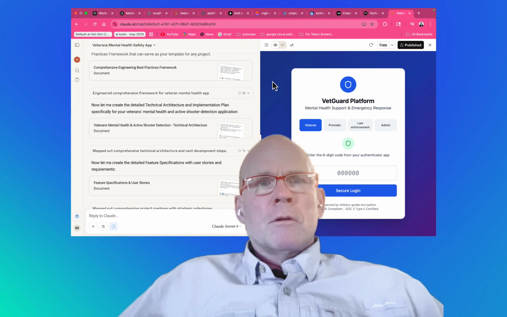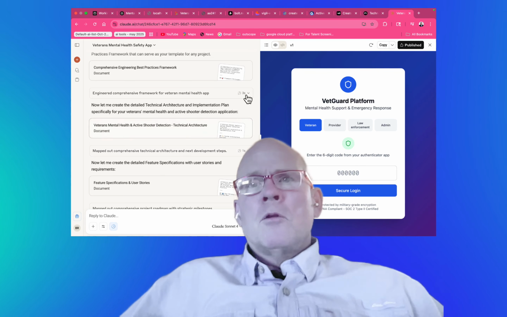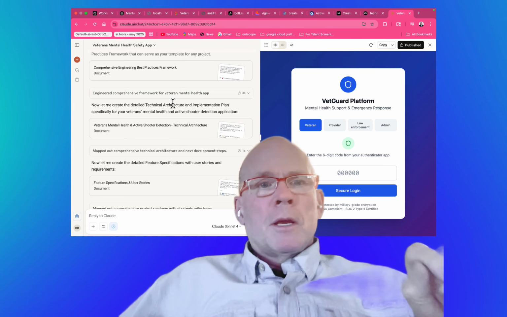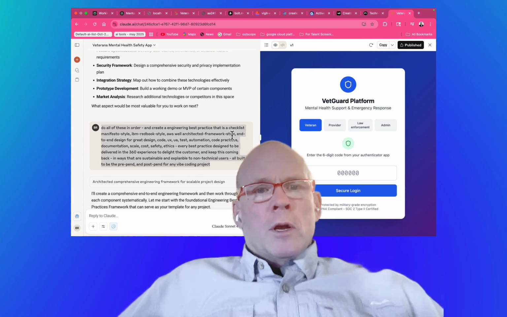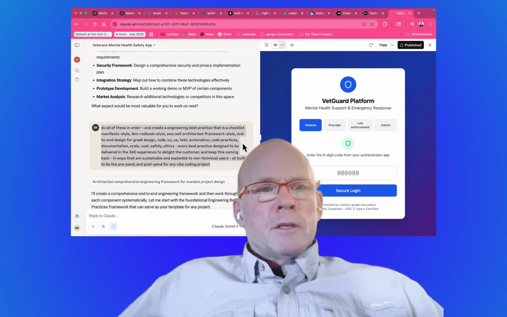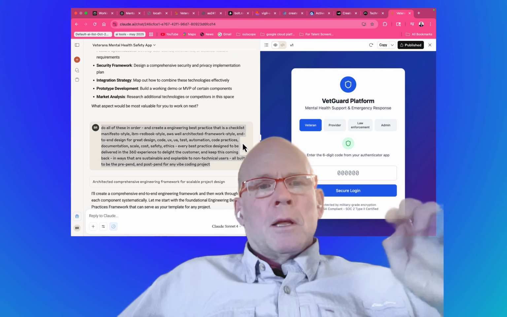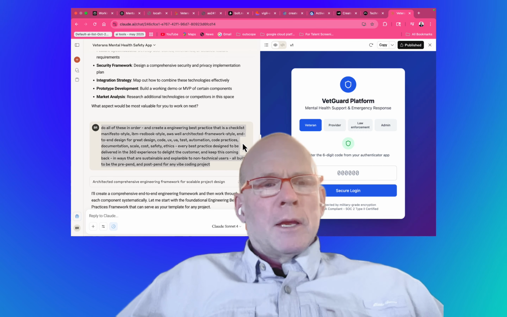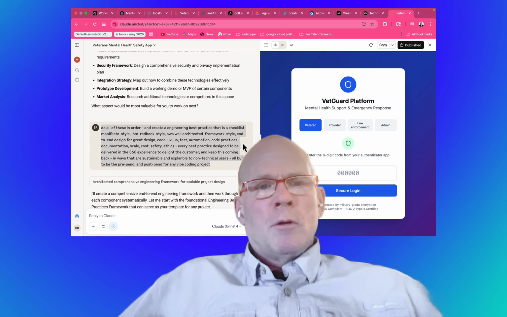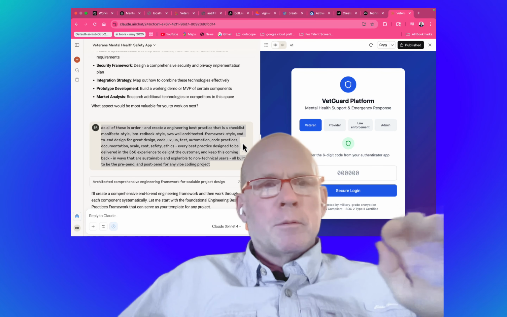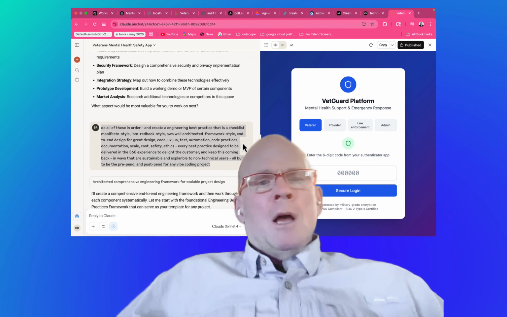We did multi-factor inherently, just very cool stuff. But what I liked about Anthropic is I said, create an engineering best practice that's a checklist manifesto style, IBM Redbook style, AWS well architected framework style, end-to-end design for great design, code, UX, UA, test, automation, code practices, documentation, scale, cost, safety, ethics. Take a breath.